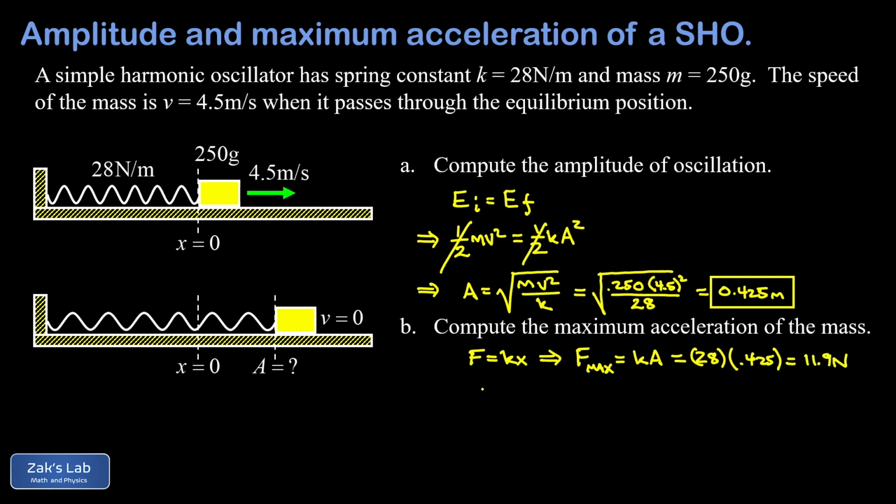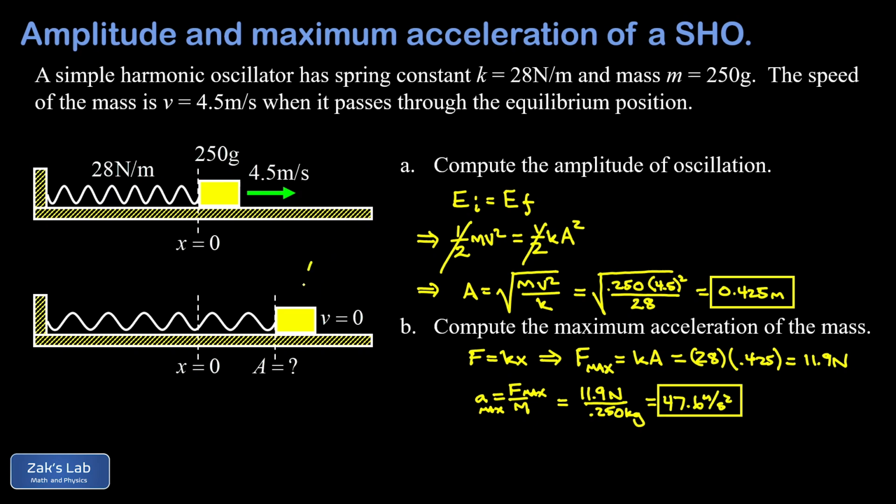Now we can get the acceleration of the mass by using Newton's second law. So a is equal to F over m, and I'll go ahead and indicate here I'm talking about a max corresponding to F max. So my max acceleration is going to be 11.9 newtons divided by the mass of this oscillator, which again, in SI base units is 0.250 kilograms. And we arrive at a maximum acceleration of 47.6 meters per second squared.